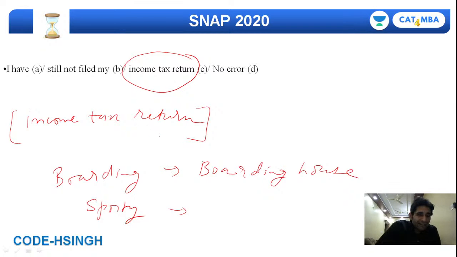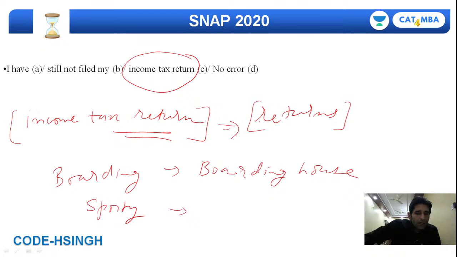So these errors, guys, are the errors of colloquialism. There's nothing like income tax return. You don't file the return of income tax. You actually file the returns. You never file the return of income tax. It's a colloquial expression that we use, but that expression is not grammatically valid. It should be income tax returns.